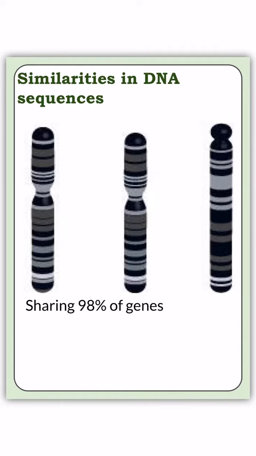So looking at these three artist versions here of these genes, we've got a mouse, a chimpanzee, and a human. This one is going to be the mouse, and then these two are going to be the chimpanzee and the human. And this one here is going to be the human.